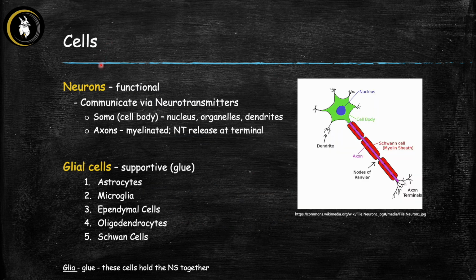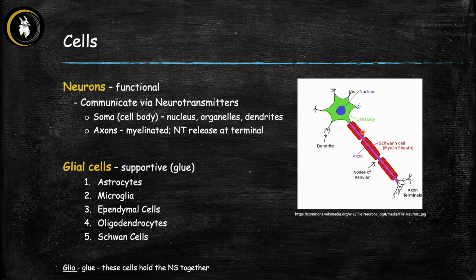So the easiest way to remember the cells of the nervous system is to divide them into neurons and glial cells. Neurons are the functional cells, so they're the ones that communicate by secreting neurotransmitters. A neuron has a soma, which is a cell body, and an axon. The cell body is shown green right here. It contains the nucleus and the organelles, so this is where the neurotransmitters are made. And then also it has dendrites, so this is where it receives signals from the other neurons. And then the neurotransmitter that's made here is going to travel down the axon all the way to the axon terminal where it's going to get secreted.